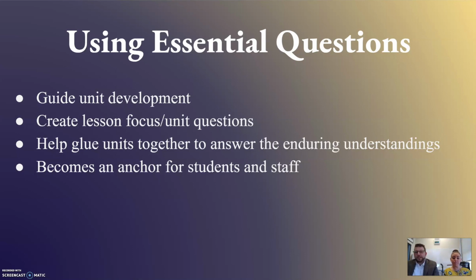An essential question gets you towards that timeless knowledge. Finally, it becomes an anchor for students and staff. What it does for students is allow them to have some clarity and understand how individual lessons fit into the overall part of the class, or as I say, the "so what, why are we here" kind of question you get from a student.